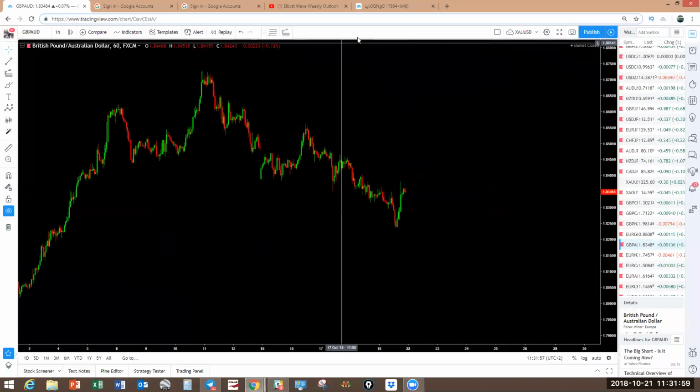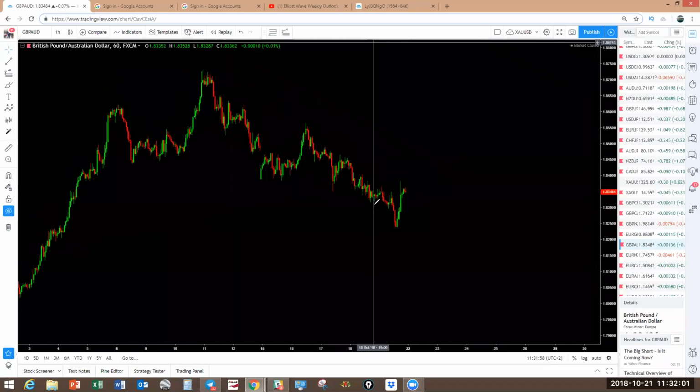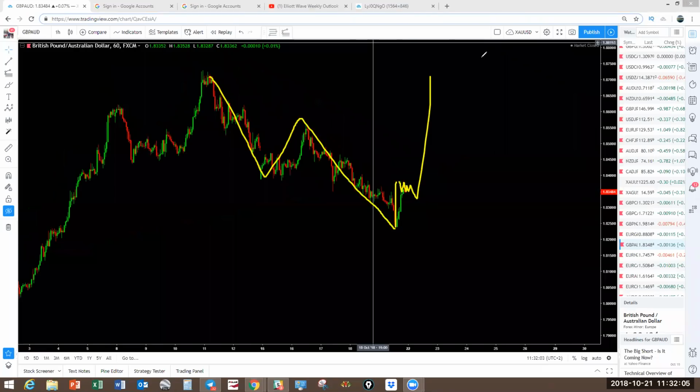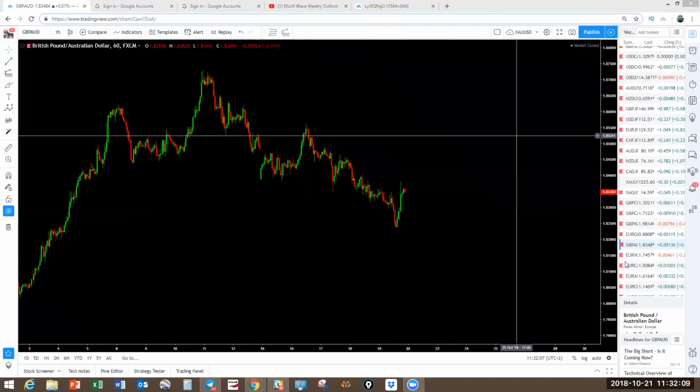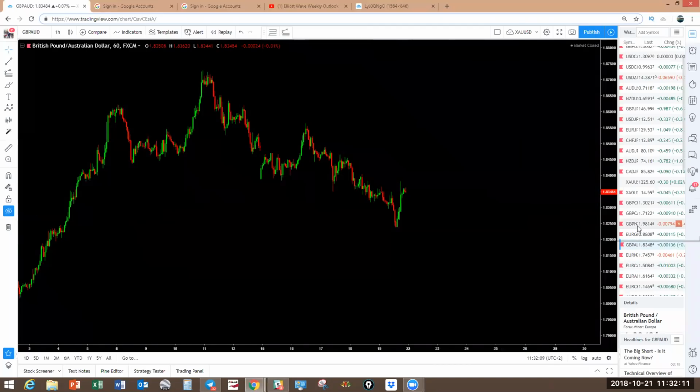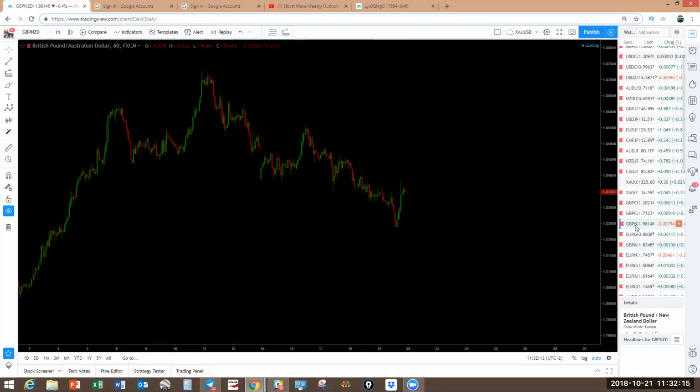It has made this move. 1, 2, 3, pulse. We're looking for this to go. Okay. Look out for here. A lot of setups here. Pound New Zealand. I think that's the last pound pair.